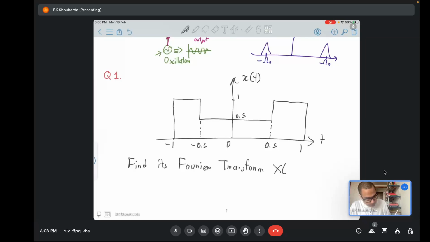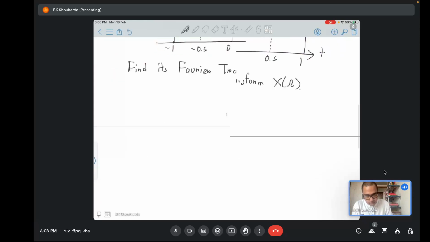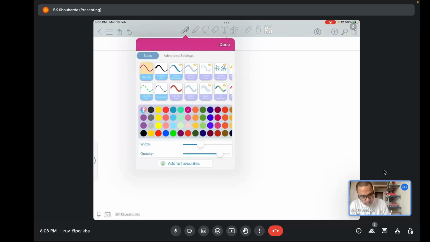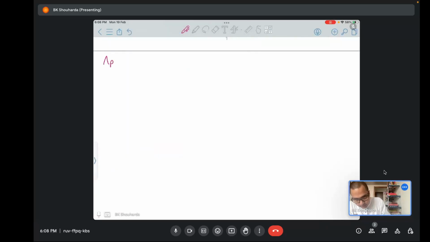X of omega. Alright, so although it may look a bit tedious if you are solving this for the first time, in reality it's very simple, and in fact there are multiple ways of solving it, and I'll show you a few of them. Okay, so let me solve it using the first approach. So approach number 1. So what can be approach number 1? Let me draw the signal once again.